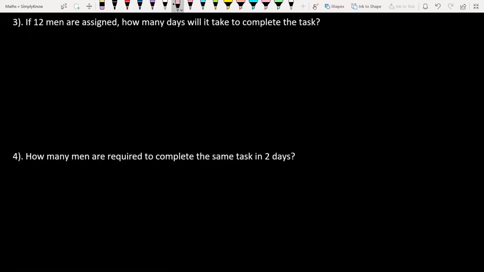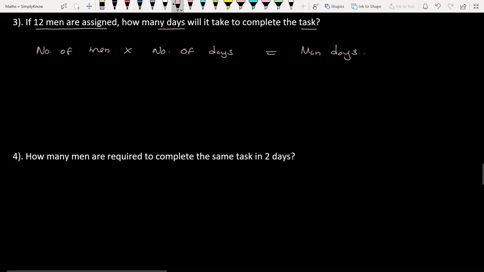Third question. If 12 men are assigned, how many days will it take to complete the task? We know that 8 men take 9 days to complete the task. Now what about 12 men? Let's find out. You can easily find out the answer if you use the equation. So when we multiply number of men and number of days, we get the magnitude of the task in man days.